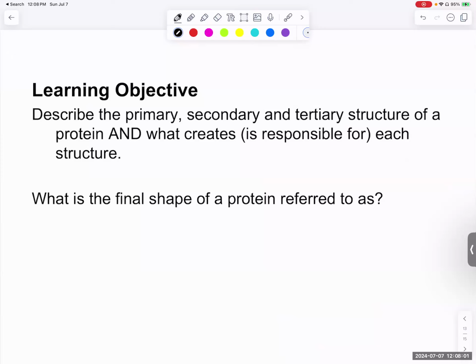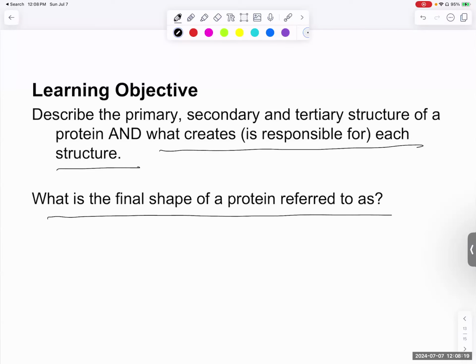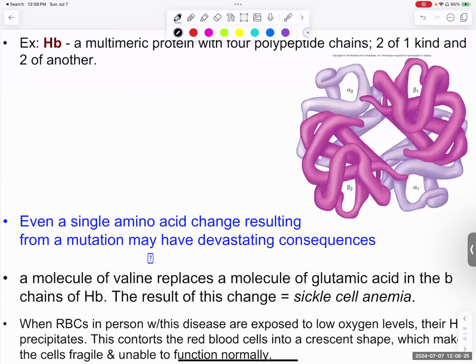So our learning objectives here, you need to be able to describe the primary, secondary, and tertiary structure of a protein and what creates it or is responsible for each of the formations, right? So what's causing that particular folding? And then what is the final shape of a protein referred to as? I want you to answer those 2 things. Why is this important to learn? Well, an example of a protein not being formed correctly because of a single amino acid being incorrect in the primary chain is sickle cell anemia.